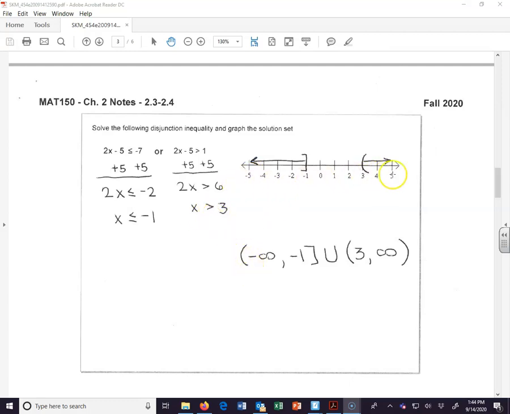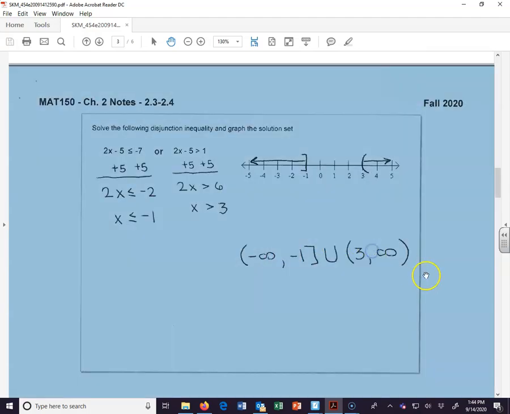So if I'm writing this out like this, we're starting down here at -infinity and going up to -1. So we'd have parenthesis, -infinity, comma, -1, and then the bracket, because that's what we used up here. And then we use this big U looking thing, which means we're creating a union. So it's this or this. So either you're going to have a solution over here, or you're going to have a solution over here. So it's going to be one or the other, but either way it will work if you have something here or if you have something over there.